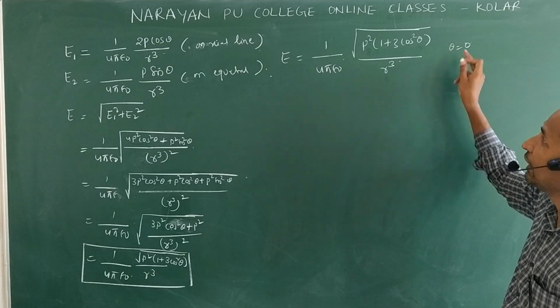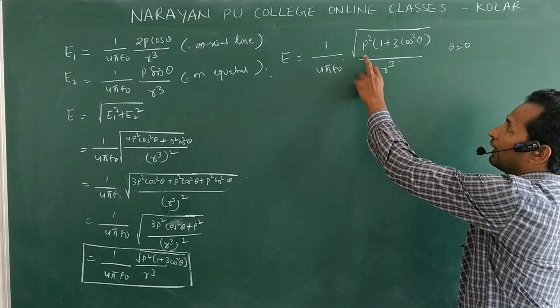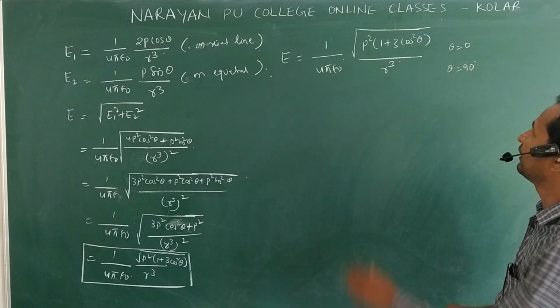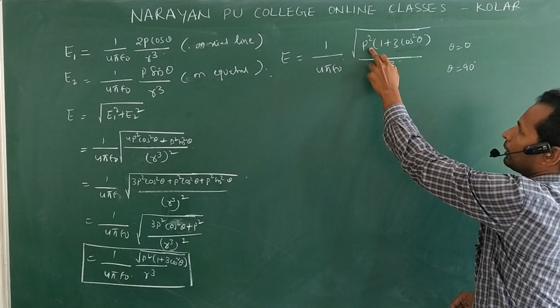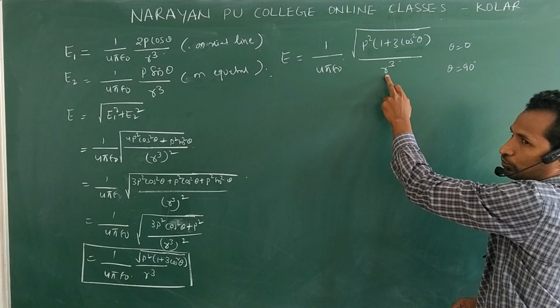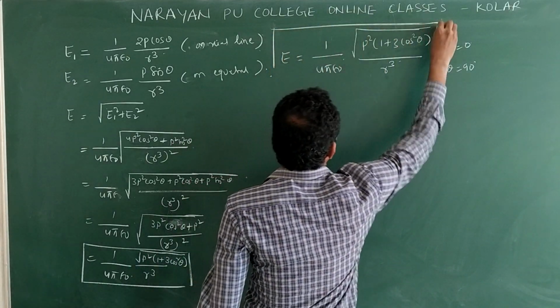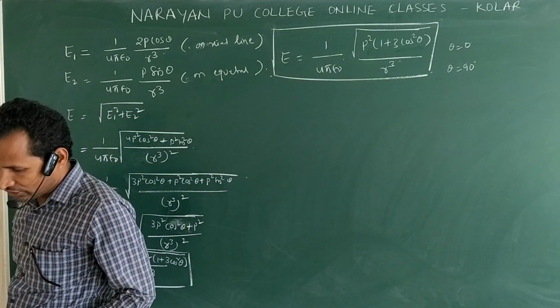Suppose we take the equatorial line. What is the angle between dipole moment and equatorial line? Theta is equal to 90. In that case, this term will be 0. P square, under root of p square is p, by r cube. So we will get two formulas. So remember this formula. Clear?